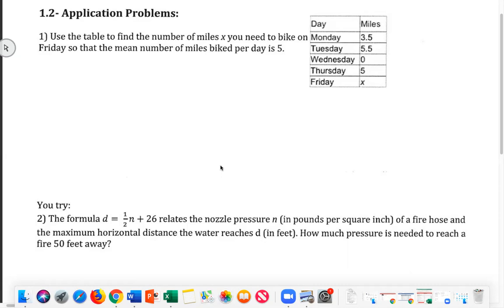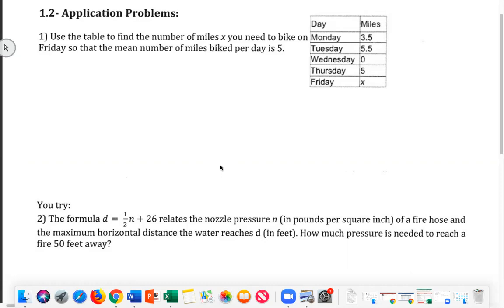And here we're talking about exercising and whatnot because, believe it or not, exercise is important. So use the table to find the number of miles X you need to bike on Friday so that the mean number of miles biked per day is 5. Now, there's a couple of things in this problem. There's a couple different ways to do it.